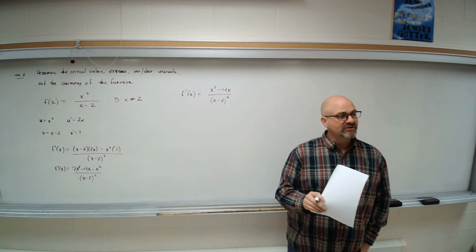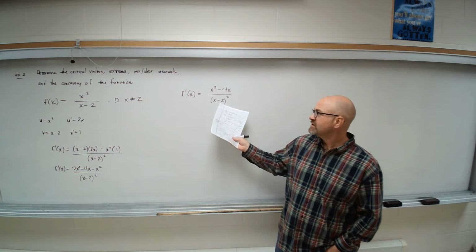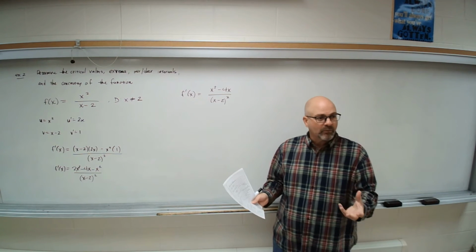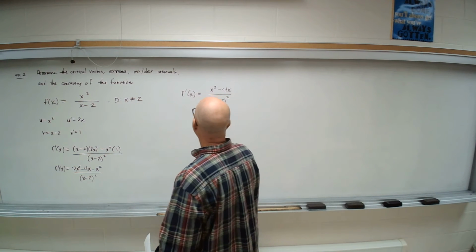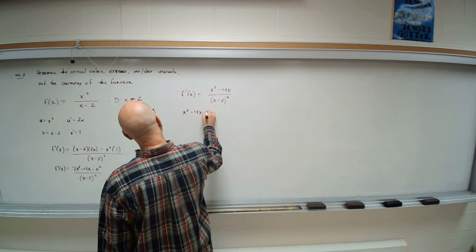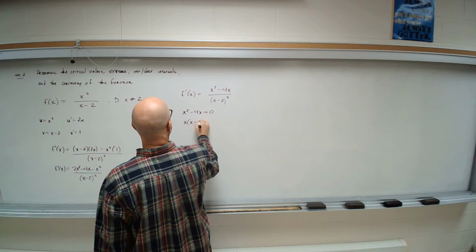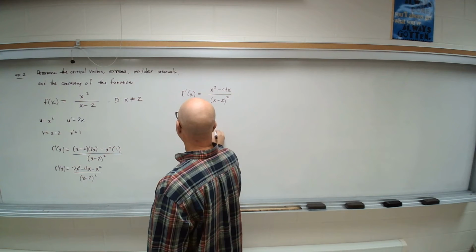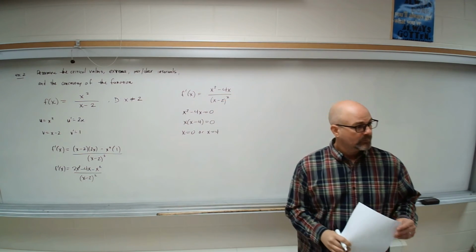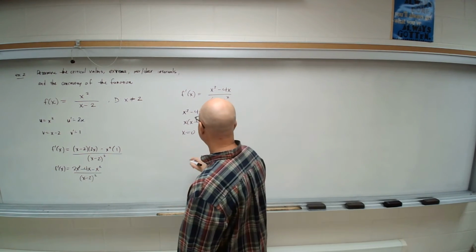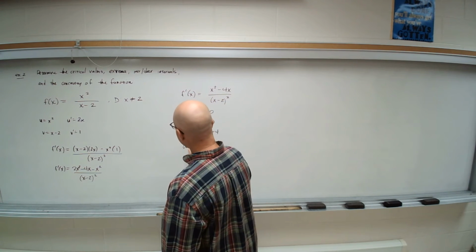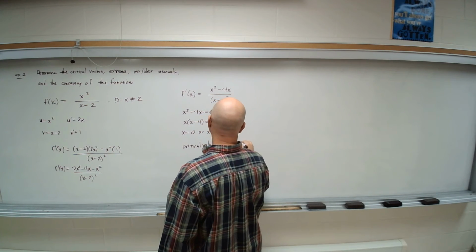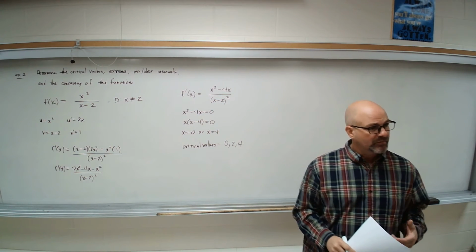We know a rational expression will only be equal to 0 when the numerator is 0. It doesn't really matter what the denominator does. So let's see, x squared minus 4x equals 0. We could factor that, and we're going to get that x equals 0 or x equals 4. So then our critical values are going to be 0, 2, and 4. So we're going to include those on our number line here.